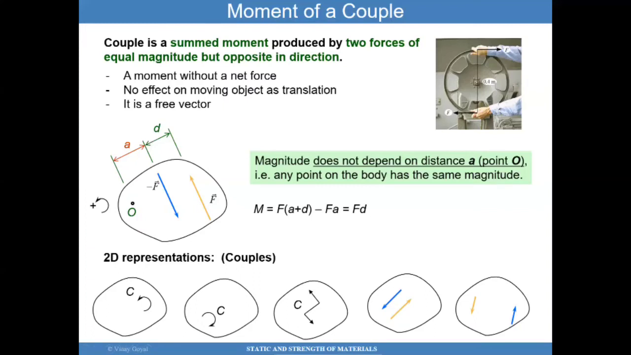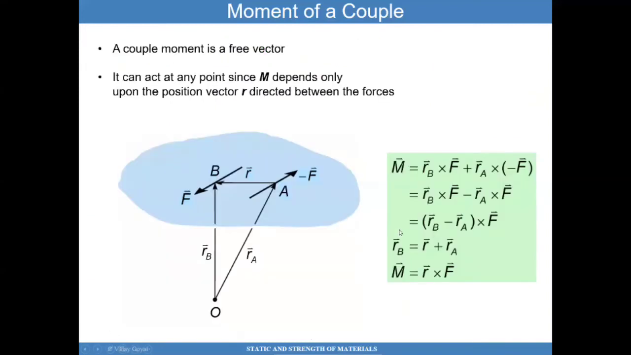Note that the magnitude does not depend on the distance between point O and the force F. It only depends on the distance between the two forces. In 2D, you can put a C typically to describe a couple. These are different ways of describing a couple in 2D.